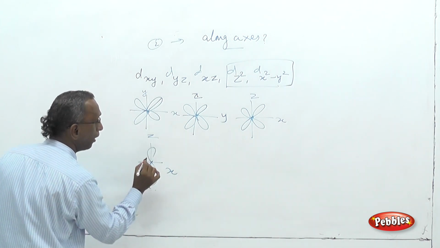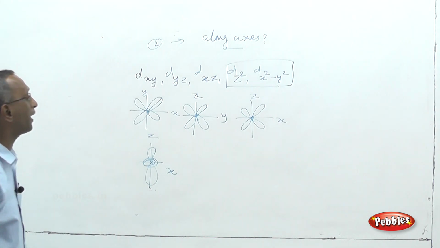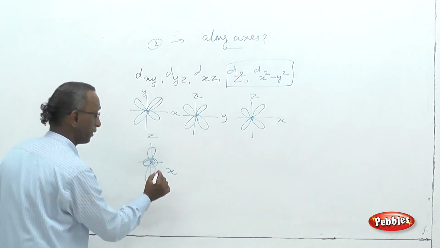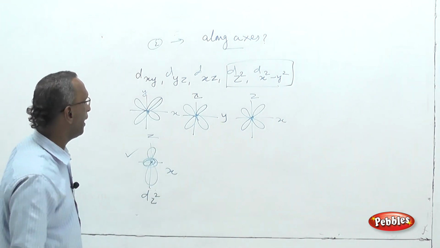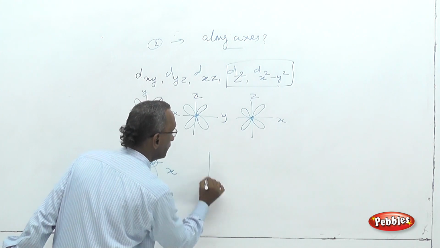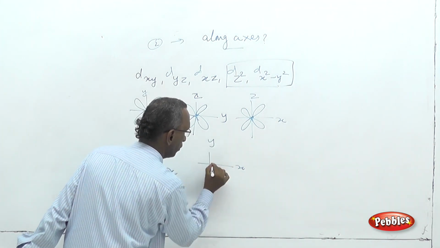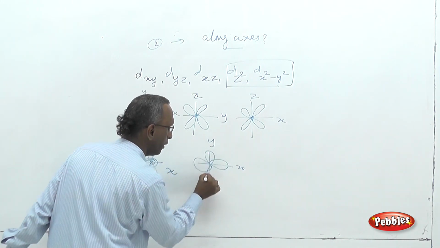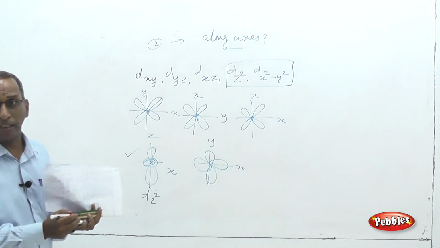Two lobes are along the z-axis and two lobes are condensed as a ring, like a Saturn ring, along the x-axis. So in dz squared, the lobes are along only the z-axis and x-axis. Last one, dx squared minus y squared. Here also this is along the axis. So these four will look alike.